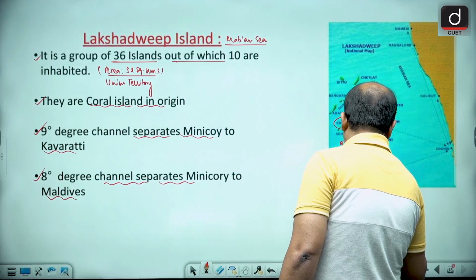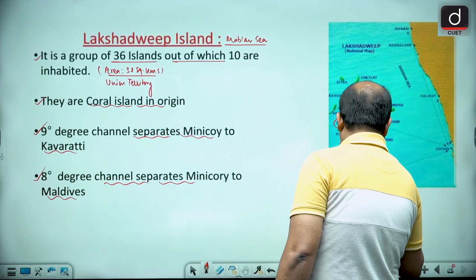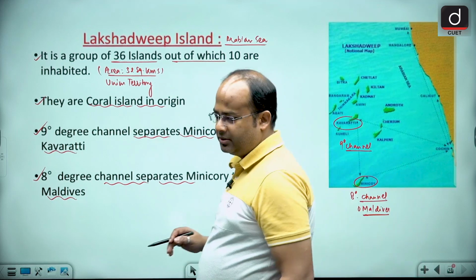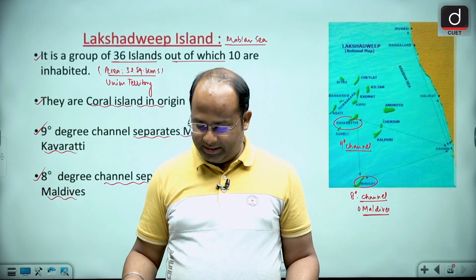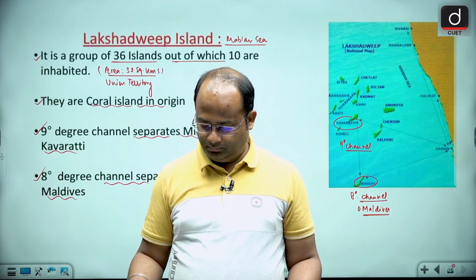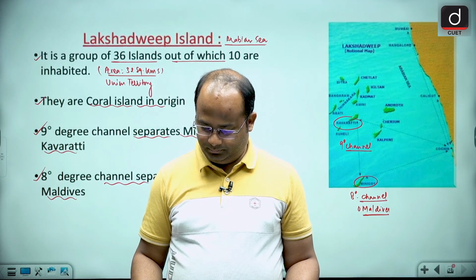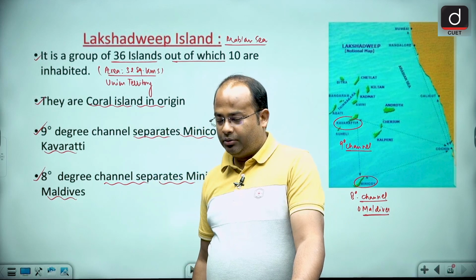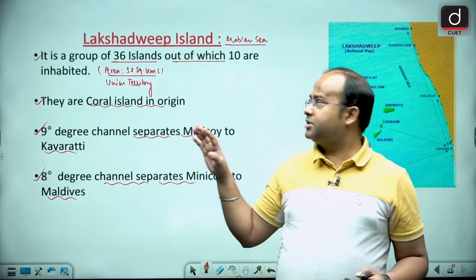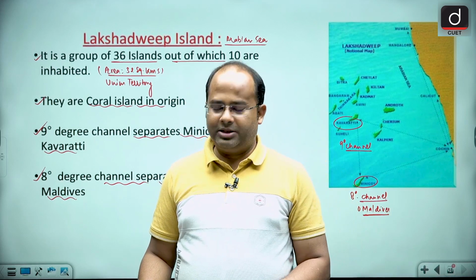Maldives, guys, is also an Asian nation. So this is the 8-degree channel. So the 8-degree channel separates Minicoy from Maldives. Is that clear to all of you guys? Then do let me know. So guys, this was about the Lakshadweep islands and the features of the islands. I hope, my dear learners, that is clear to all of you.